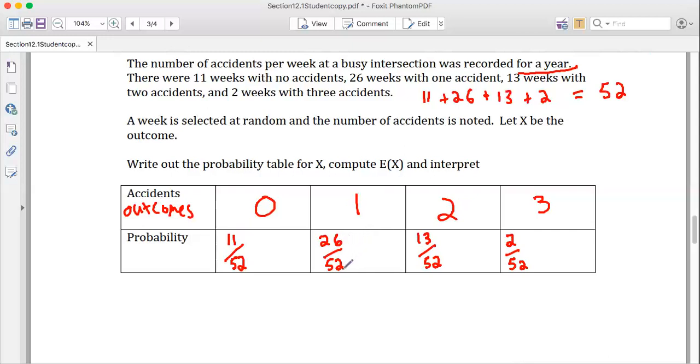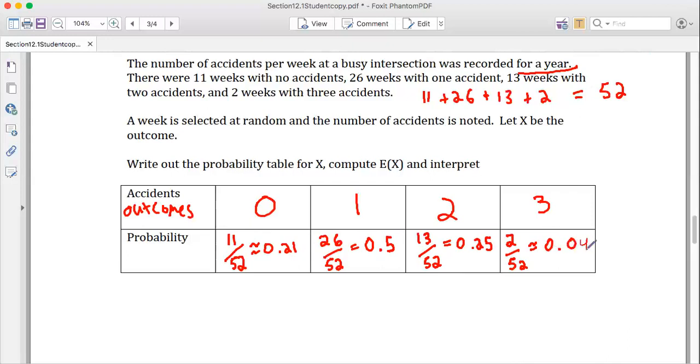52 is a weird number to work with, but if you've done a lot of work with decks of cards, or if you like to gamble in Vegas or something like that, then you're probably familiar with how some of these reduce. 26 divided by 52 is 1/2, or 0.5. 13 divided by 52 is 1/4, or 0.25. The rest of these we can get rough approximations for. 11 divided by 52 is about 0.21. And 2 divided by 52 is about 0.04.